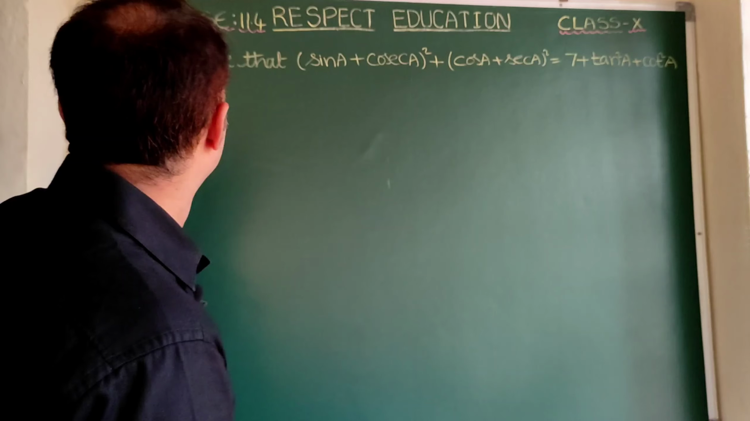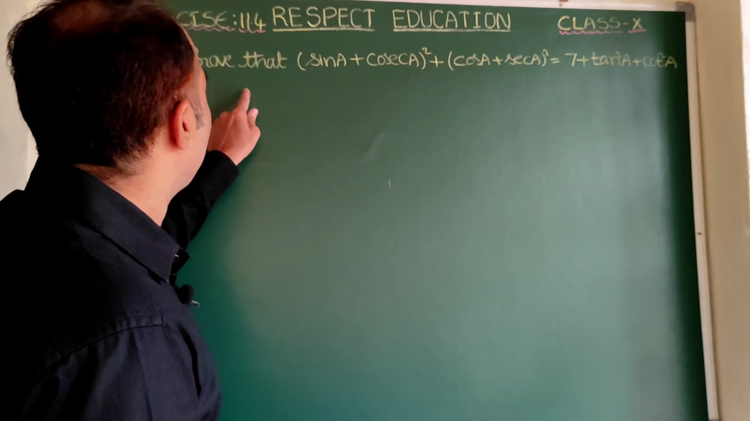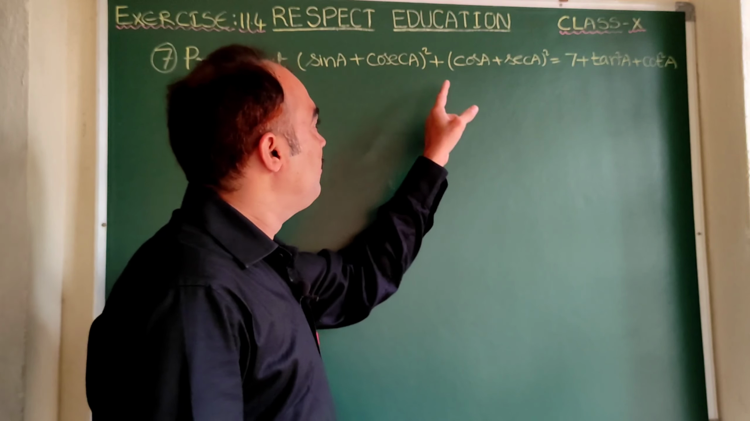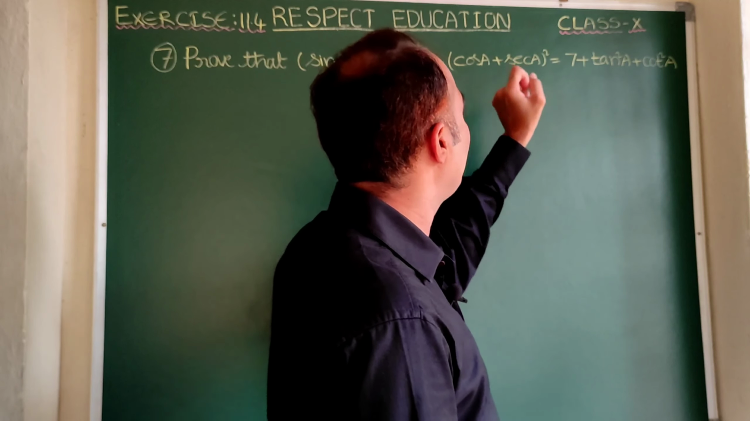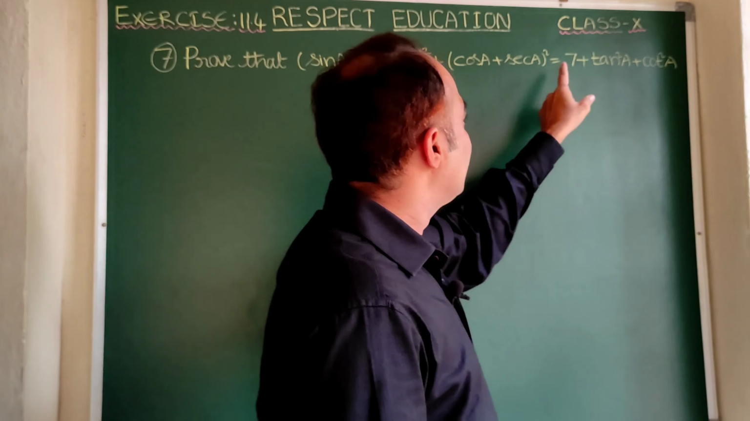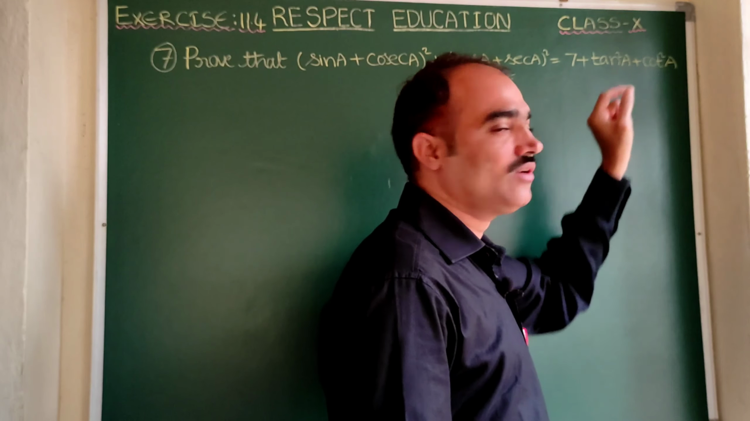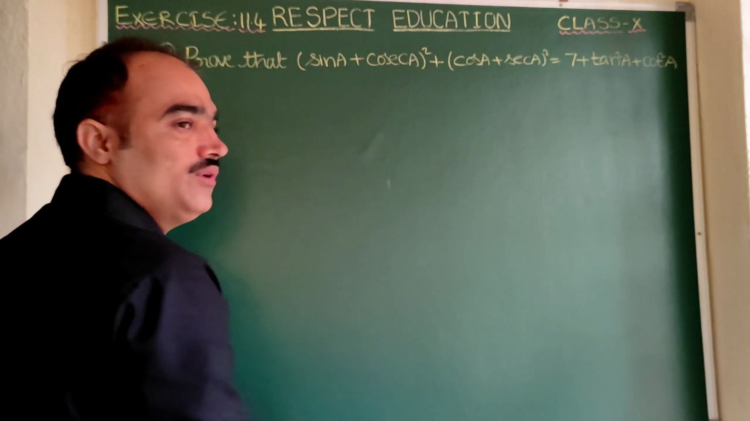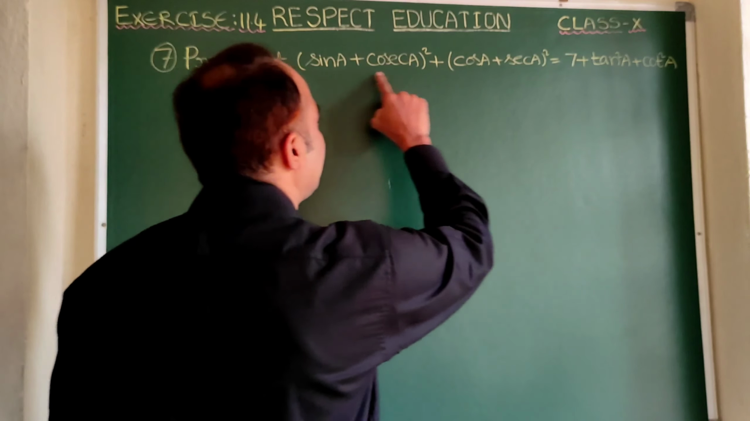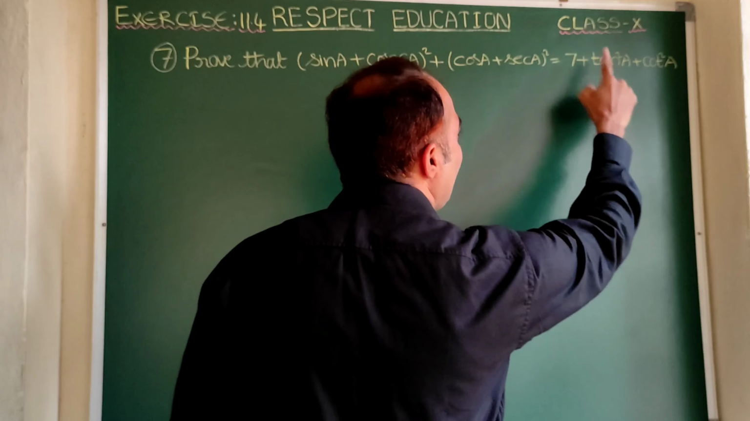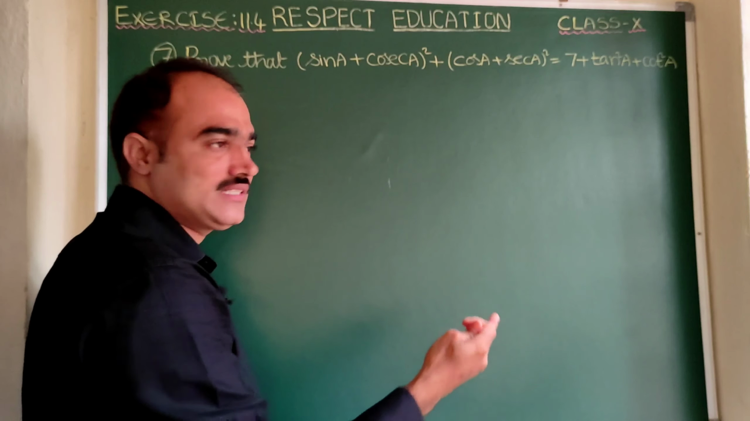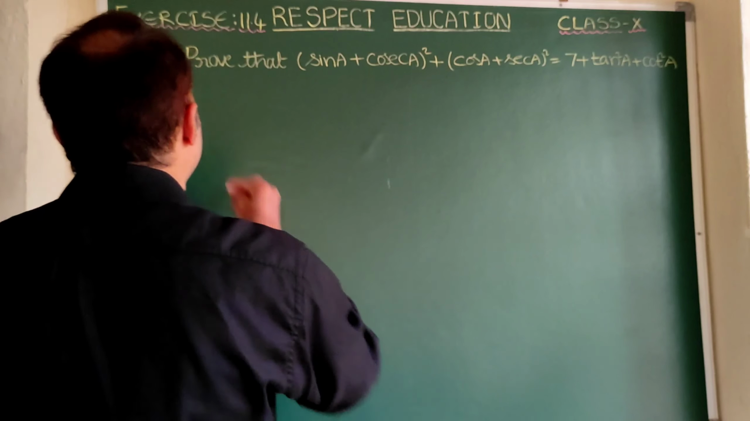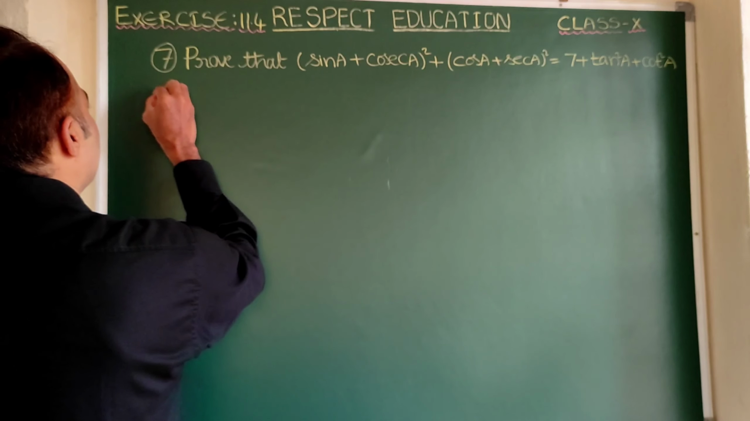Now we see question number 7. Prove that (sin A + cosec A) whole square plus (cos A + sec A) whole square is equal to 7 plus tan square A plus cot square A. Here is the question we need to prove. So we have to take the LHS and we should get the RHS. If not, vice versa. In some problems you should take the RHS and get the LHS. So let us start solving the problem.